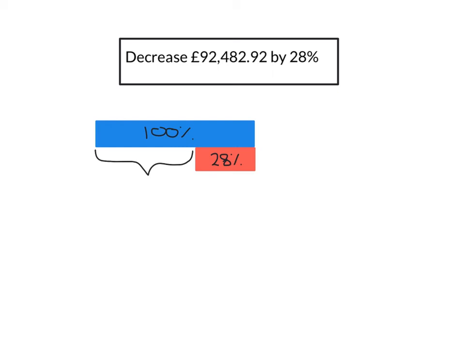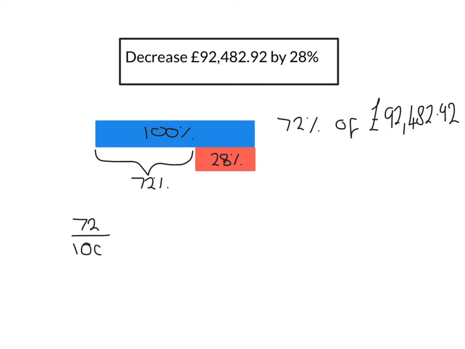So that's 100 take away 28, which is 72%. So actually what I'm trying to find is 72% of £92,482.92. So before I can do that, I need to turn 72% into a decimal multiplier. So 72%, so it's 72 out of 100. A fraction is a division, so that's 72 divided by 100.